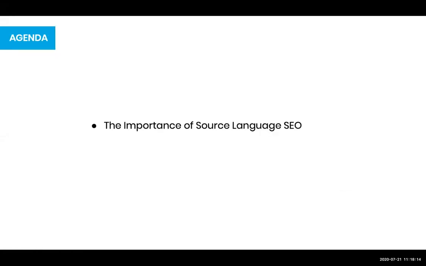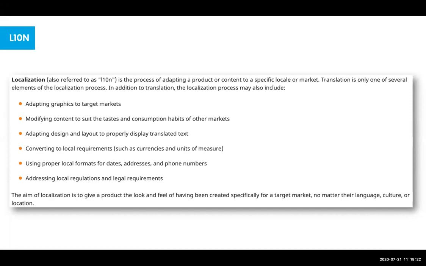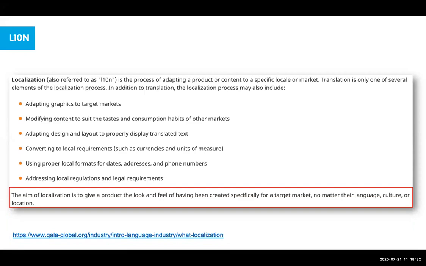All right. So let's talk about the importance of source language search engine optimization. As with localization, you cannot just translate without having context, without having source content, right? So global SEO is related to localization in that you need to have source content that is properly created, the best of the best, and only then can you think about global SEO.